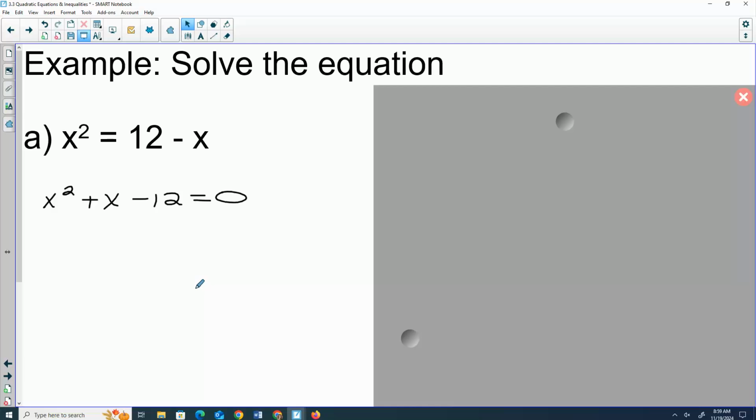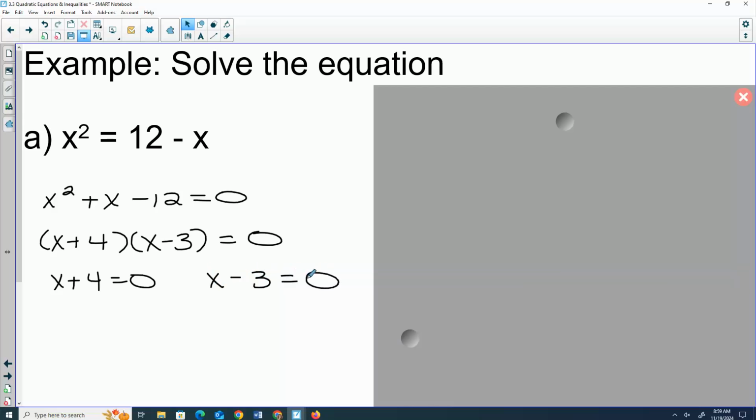All right, and then we reviewed factoring at the beginning of the semester, so we should all know how to factor this. What multiplies to a negative 12 and adds to a positive 1? It factors into x plus 4, x minus 3. So if we set those equal to 0, the only way to get 0 in a multiplication problem is if one of those things is 0. Solve. So if we subtract our 4, we get x equals negative 4. If we add over this 3, x is positive 3.